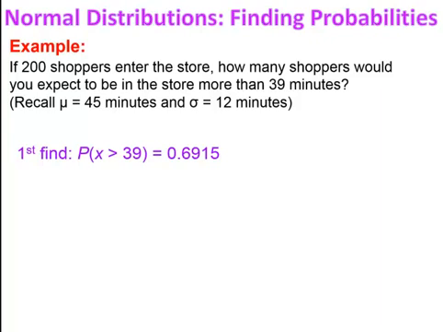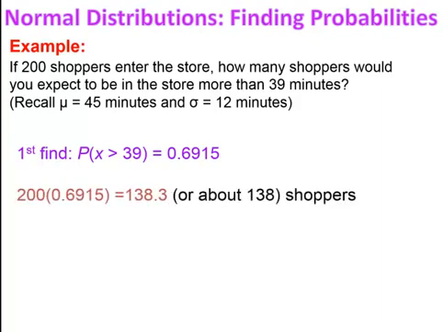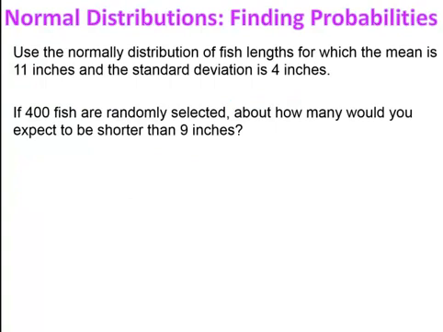Well, once you have the probability, you'll take that value and multiply it by the 200 so that you can tell how many of those 200 will be left in the store. So in this case, we would get 138.3, and because we're talking about shoppers or people, we can't leave the 0.3 in our answer. So our answer really would be 138. Pause and try.